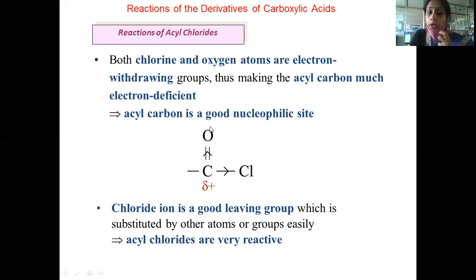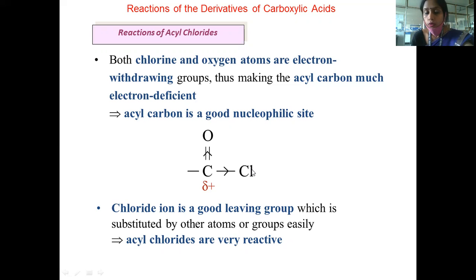So there are basically two kinds of electron withdrawing group. One is oxygen and the other is chlorine, and both of them are electron withdrawing. So both of them snatch the electron density towards themselves. So the carbon atom becomes highly positively charged, highly electron deficient. So if a nucleophile is present, it will immediately attack such carbon. So these two, oxygen and the chlorine atom, increase the chances of nucleophilic attack, and that is why acid chlorides are more reactive.